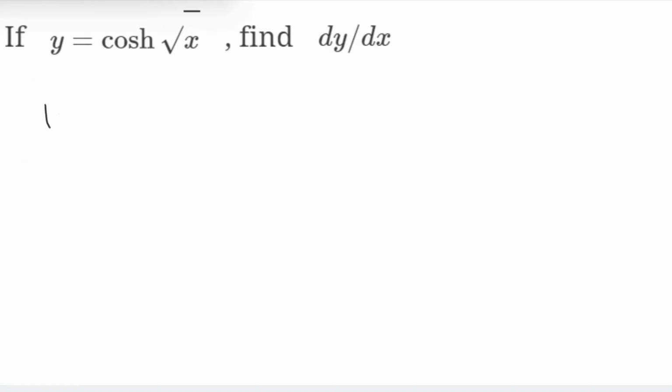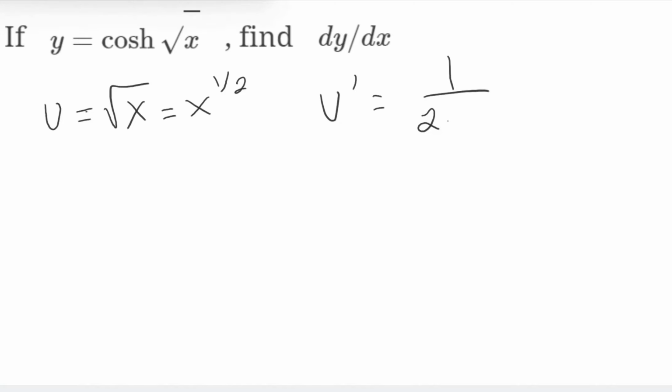So u is going to be what? Square root of x. So remember that is x to the 1/2. So u prime, right, 1/2 square root of x. We've seen that one so many times, you've probably just pretty much memorized that one by now.